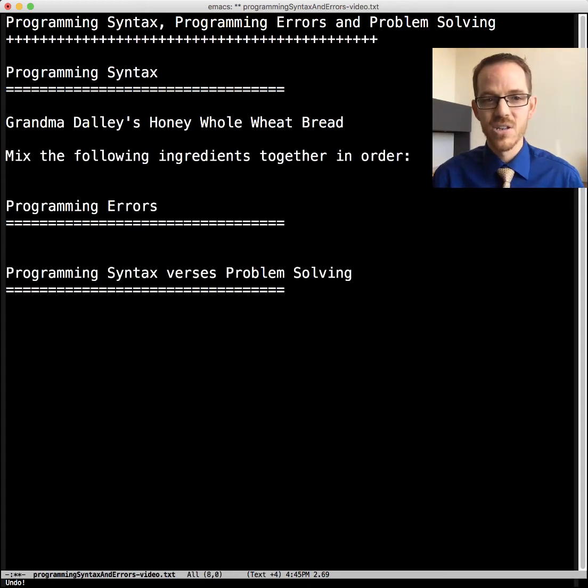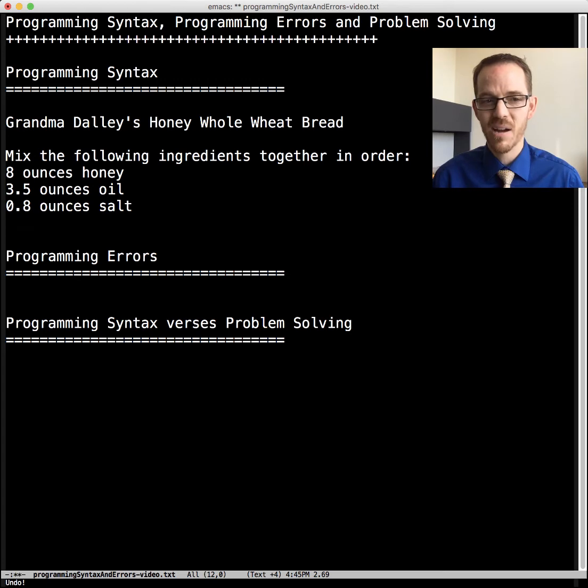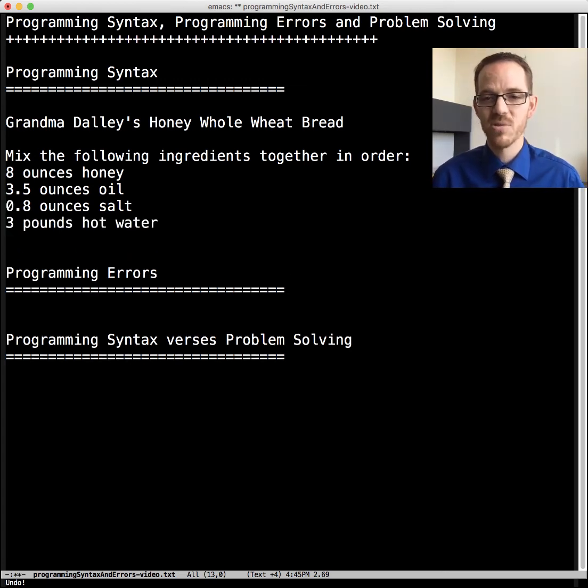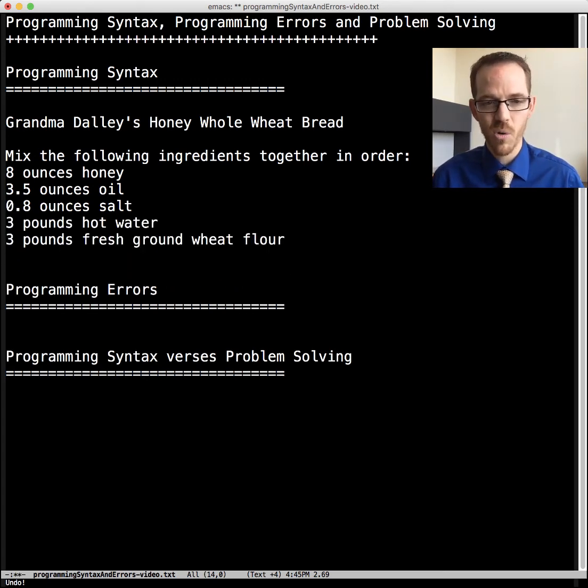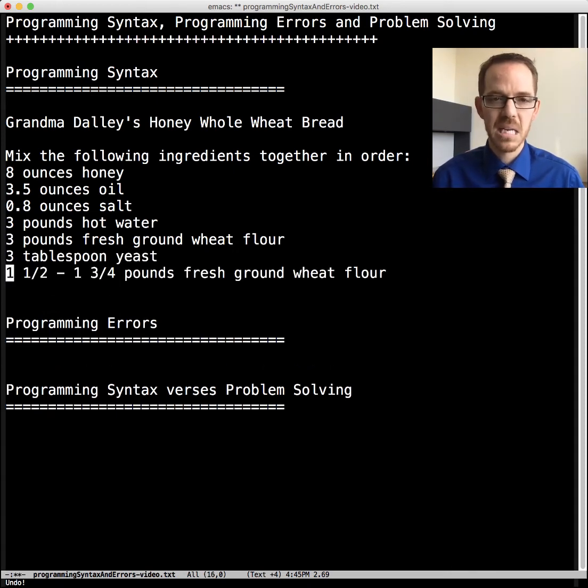Well, here it goes. Mix the following ingredients together in order: 8 ounces of honey, 3.5 ounces of oil, 0.8 ounces of salt, 3 pounds of water, 3 pounds freshly ground whole wheat flour, 3 tablespoons of yeast, and then mix in, depending on how much, 1.5 to 1 3/4 pounds fresh ground wheat flour until it cleans the sides, and knead that for 5 minutes, and then bake at, the simple recipe is 350 degrees for about 22 to 25 minutes until it's perfect.